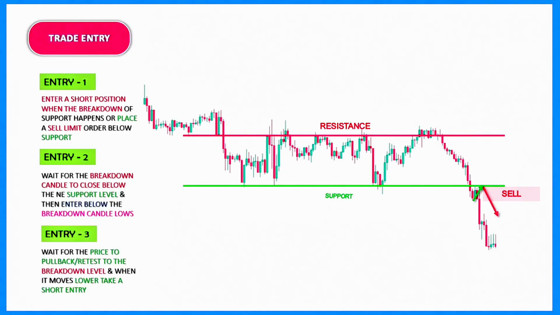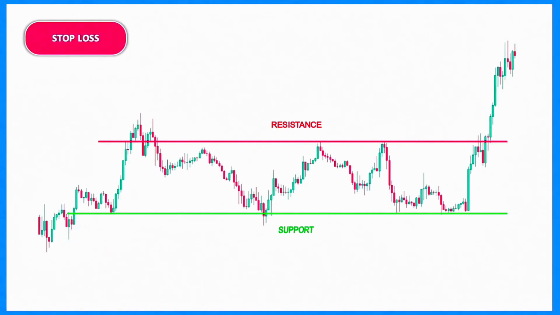Ultimately, the decision depends on your trading style, aggressive or conservative. In every case, validate the breakout with volumes and momentum-based indicators to ensure the market truly supports the move. Now let's learn how to set a proper stop loss. A well-placed stop loss protects your capital without disrupting your risk management.